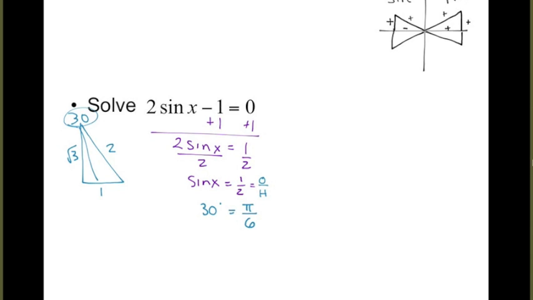Because if I do adjacent over hypotenuse, I'm going to get a negative. If I do opposite over adjacent, I'm going to get a negative. So the only way to end up with a positive answer in that quadrant is if I do opposite over hypotenuse.